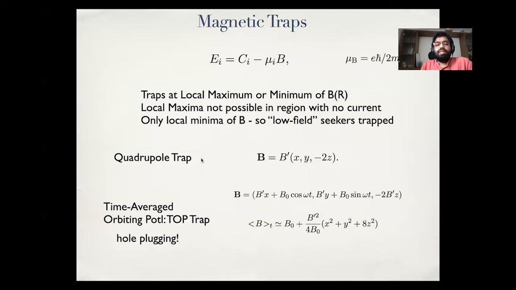The most popular, simplest configuration is called a quadrupole trap. You might have seen this in your basic magnetostatics calculations in undergrad, where you put two circular coils with oppositely directed currents. You get a minimum in the middle. Such a trap is called a quadrupole trap, and it has this form: the magnetic field depends on X, Y, Z. So when you look at mu dot B, it gives you a very nice dependence where you have a minimum at the point X equal to Y equal to Z equal to 0, right?